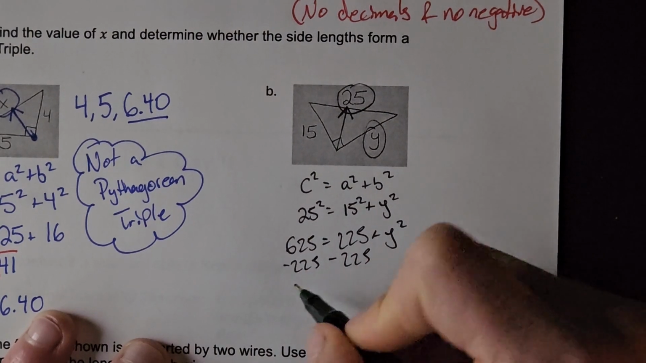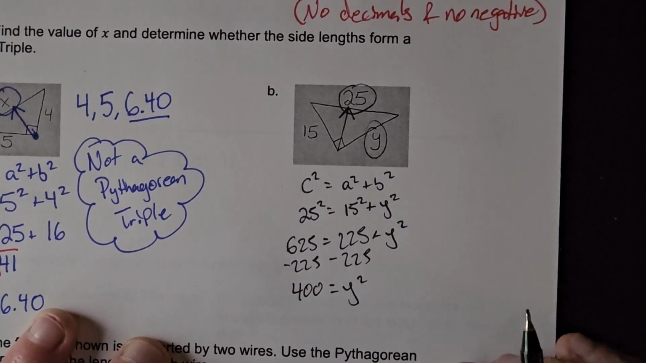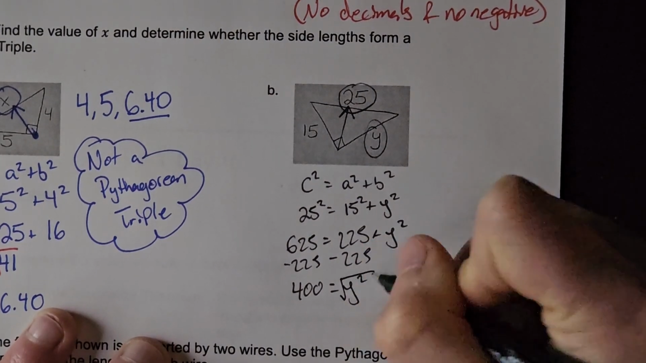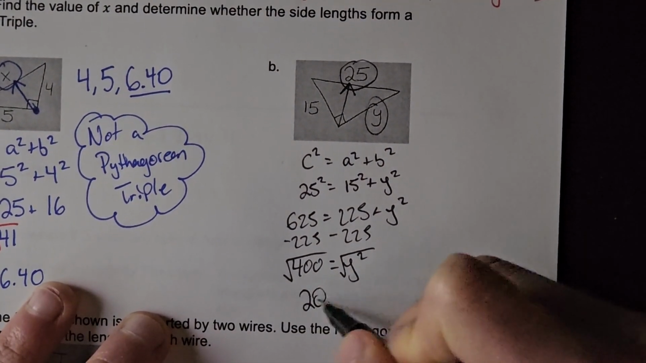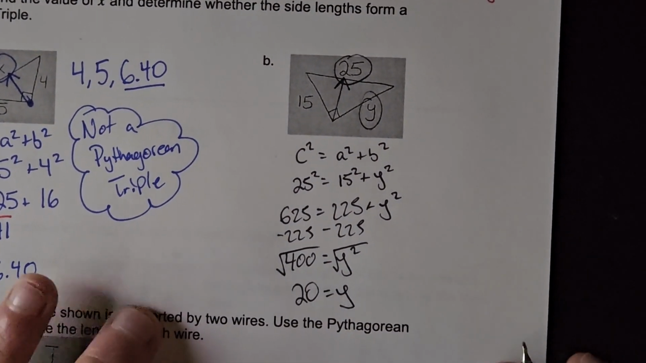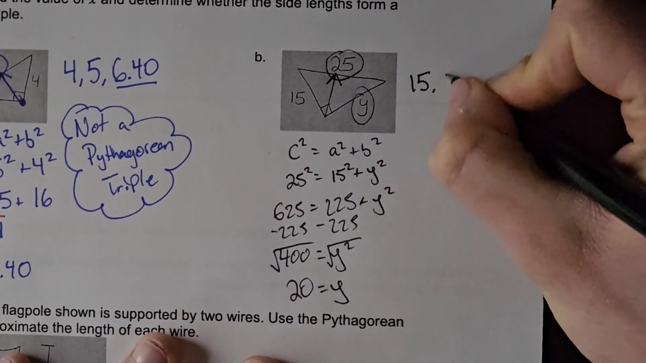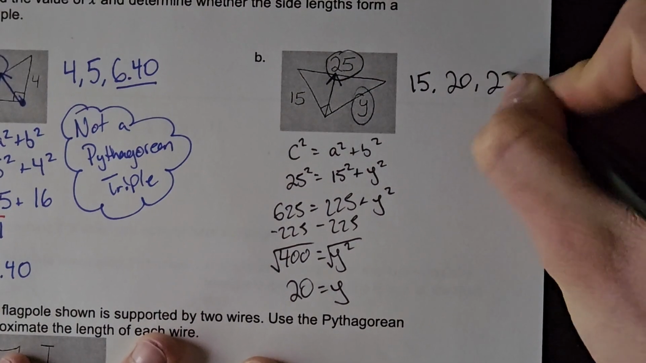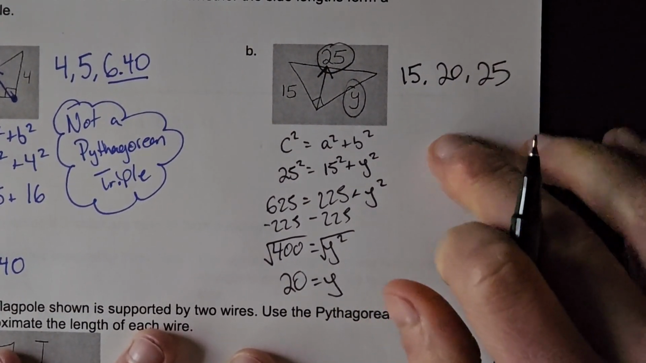And that will give me 400 is equal to y squared. And I can take the square root of this y squared to cancel out that squared. And I'd end up with 20 is equal to y. So that means for the side lengths that I have, 15, 20, and 25, this ends up being a Pythagorean triple.